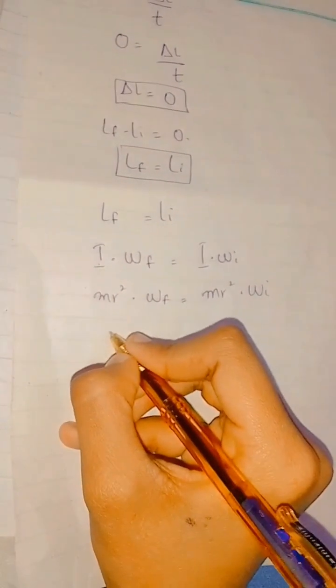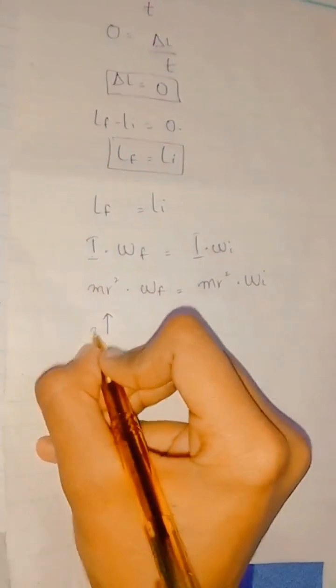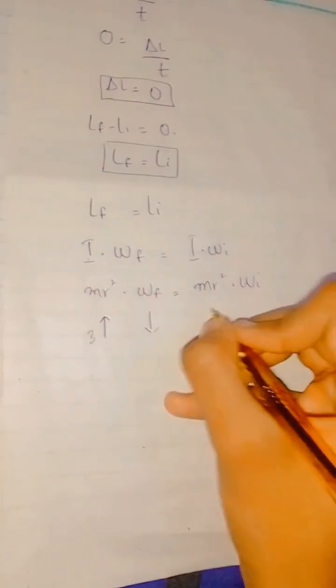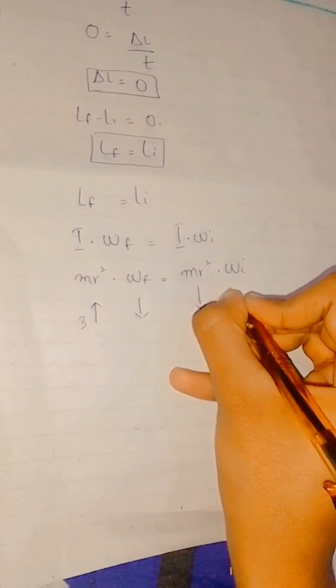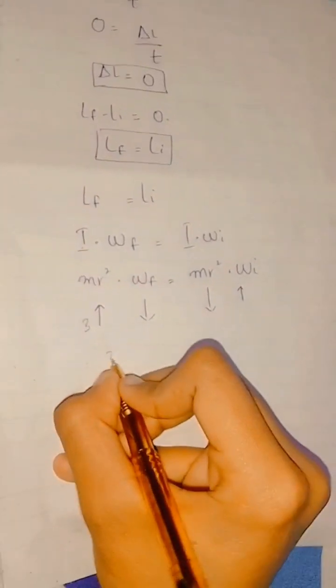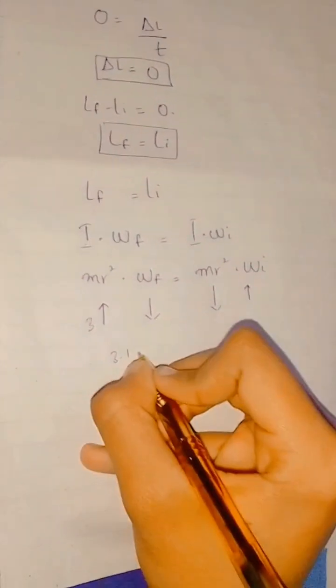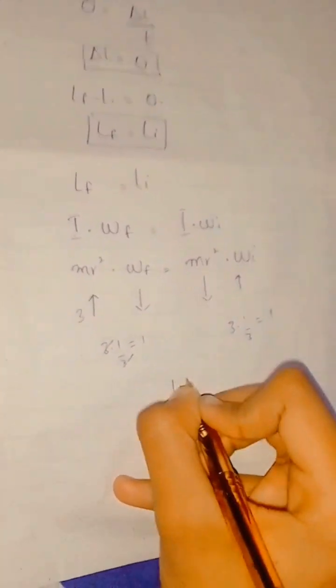Now what does it mean? It is showing that if I increase the radius 3 times, the angular velocity will decrease. If I decrease the radius 3 times, the angular velocity will increase. So here there will be a ratio that will be equal to 1. So the ratio will be 1:1.